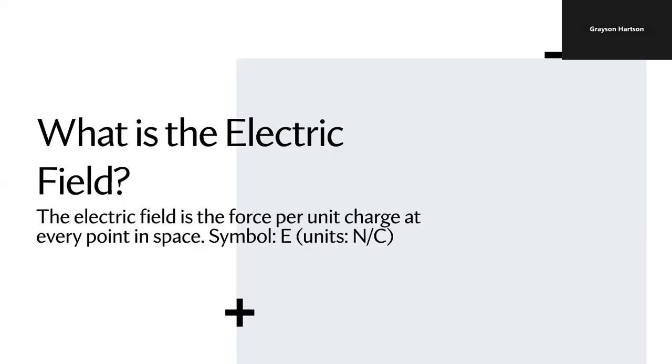So if you have a positive charge, the electric field is going to be going outwards. If you have a negative charge, it'll be coming inwards towards the charge. And it's force per unit charge at every point in a space. And we symbolize this with the letter E, and the units is newtons per coulomb.